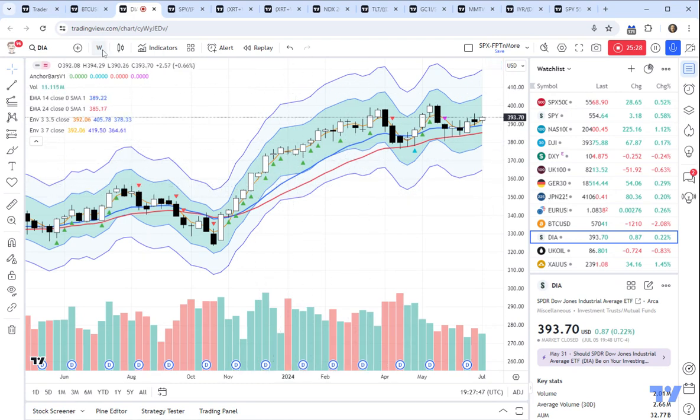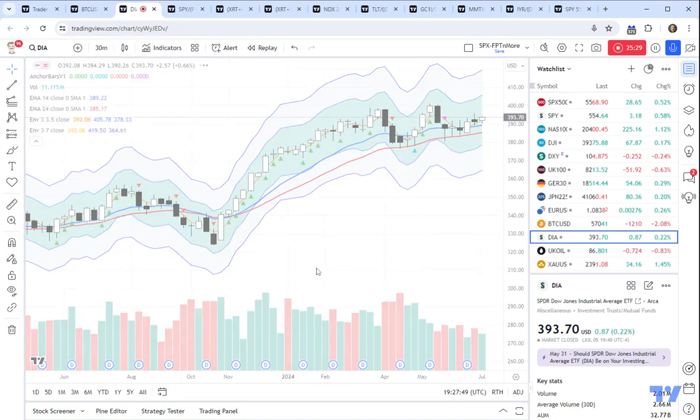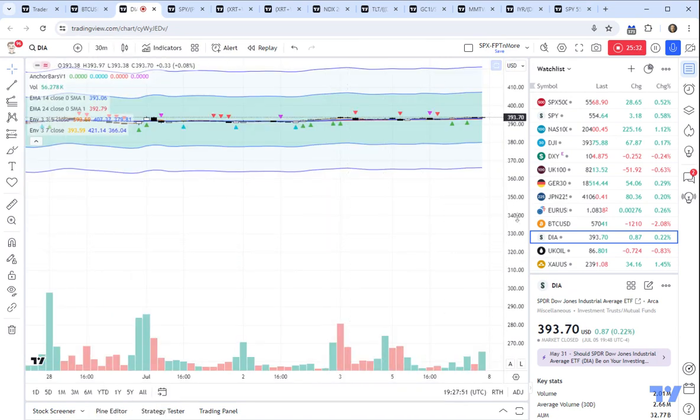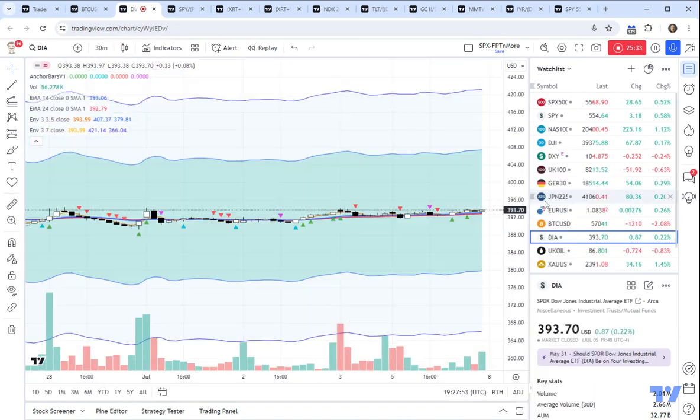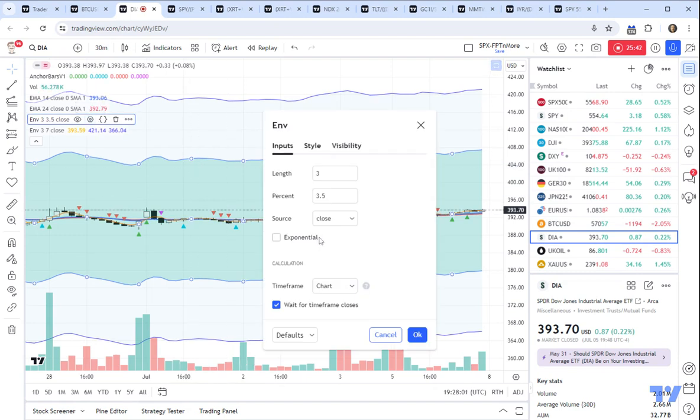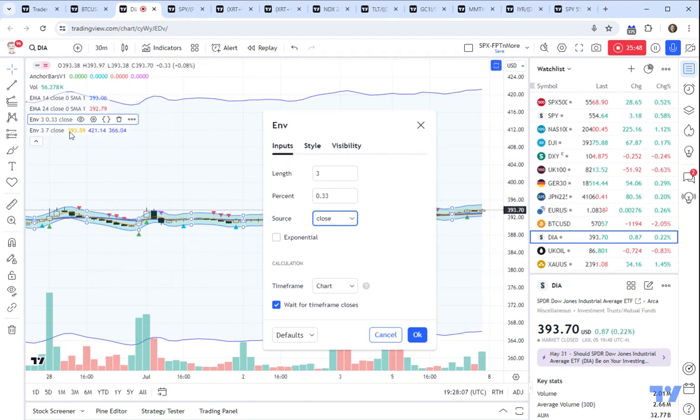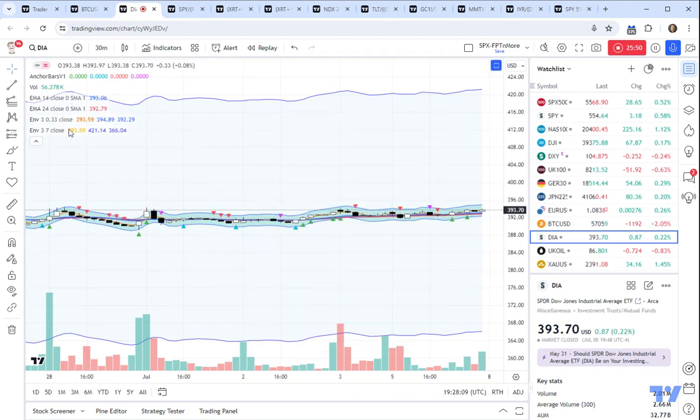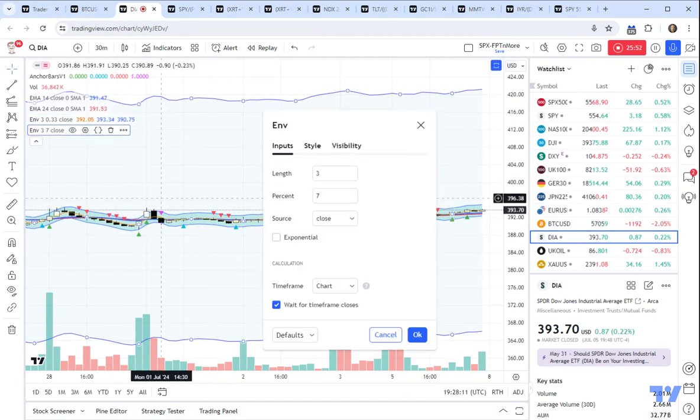And the same thing goes down to 30-minute. You come right down here to 30-minute, spread it apart. Now on a 30-minute chart, you can't use 3.5%. You can't use 7%. So you're going to have to reduce these. I would suggest moving down to 0.33 and potentially here 0.55.